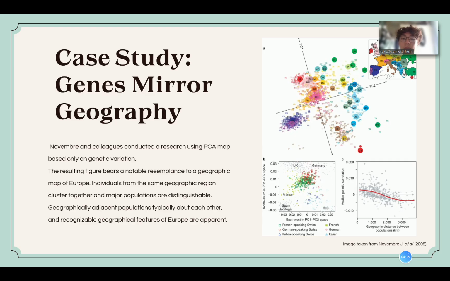So here is a case study. One famous study by Novembre and his colleagues showed something remarkable. When they plotted Europeans on the PCA map based only on genetic variation, the plots actually automatically formed the shape of the actual geographic map of Europe. Spain appeared on the left, Italy pointed downwards, and Scandinavia clustered at the top. No geographic information was used in this computation, only genetics. This shows how strongly our DNA preserves geographical history and migration.